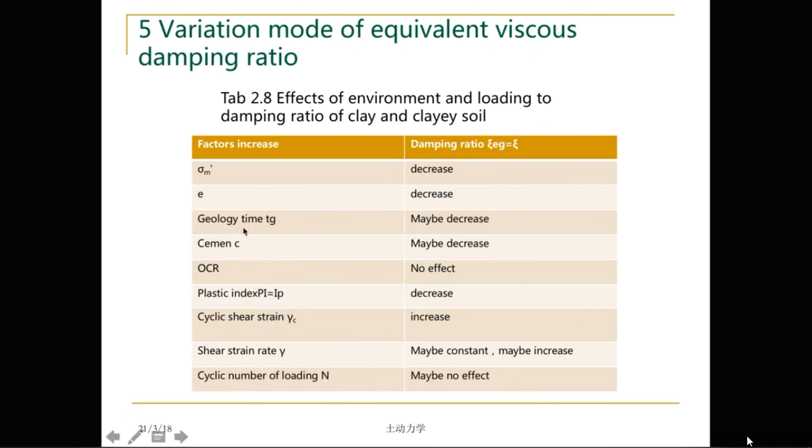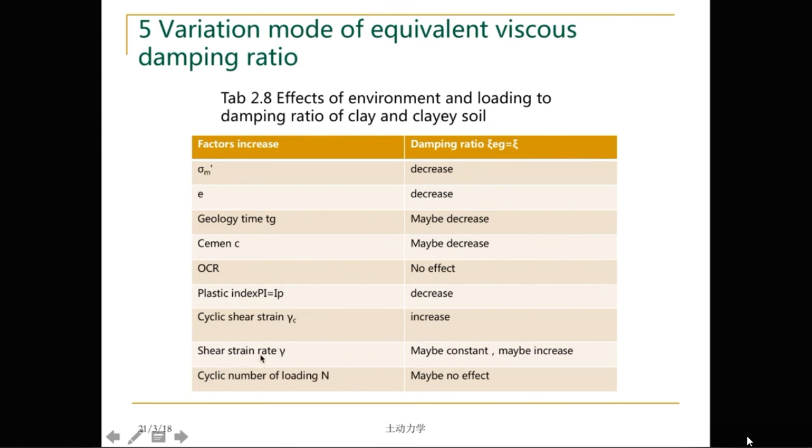For geological time, if the time increases, maybe it will cause the damping ratio to decrease. And if cementation increases, it may cause the damping ratio to decrease. And for over-consolidation ratio, no effect on the damping ratio. Plasticity index, the PI increase will cause lambda to decrease. And the cyclic shear strain gamma c increase will cause lambda, the damping ratio, to increase.